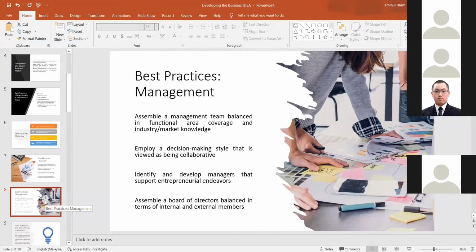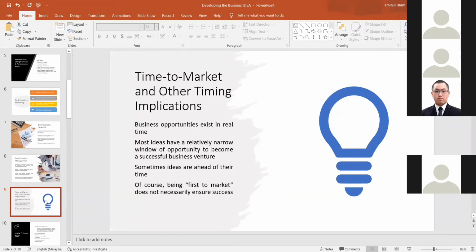Before the break, we looked at the three areas where best practices should be made available in successful ventures. Let us move into something else: the time to market and other timing implications. The timing of getting into the market is very important. When we see opportunities available, the person who grabs the opportunity first is going to be successful. Opportunities don't stay long. So we have to be smart and clever enough to find the opportunity before anyone else, then grab it and go into the market. We will make a lot of money.